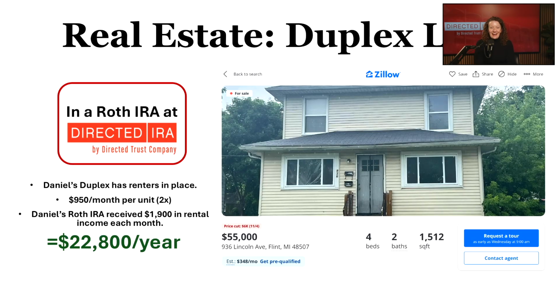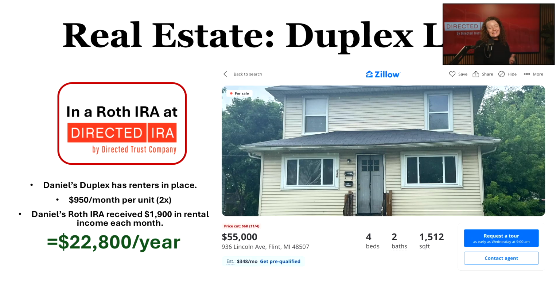So Daniel's got this lovely duplex. It already has renters in place. If you actually go and look up the Zillow ad for this, it's all true, guys. The duplex does have renters in place. It also has been on the market for over 120 days, so maybe there was some negotiation there that Daniel did to get it down a little more. But these units rent for $950 a month. That's a rough estimate based on what else I saw in the market in the Flint area for this size of a property. So we're going to assume he's making $950 per unit. That's $1,900 in rental income each month. Daniel's making $22,000 plus per year in tax-free income.